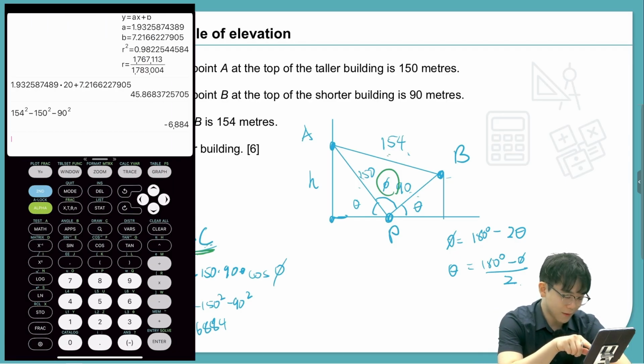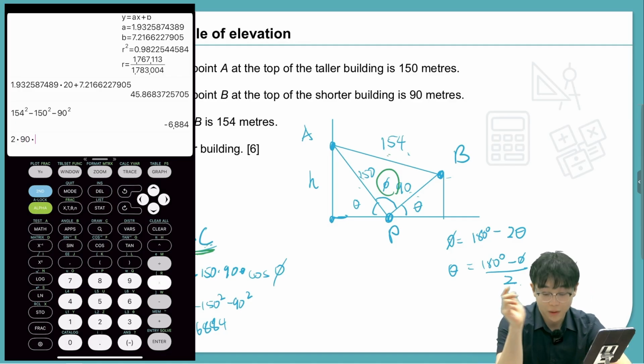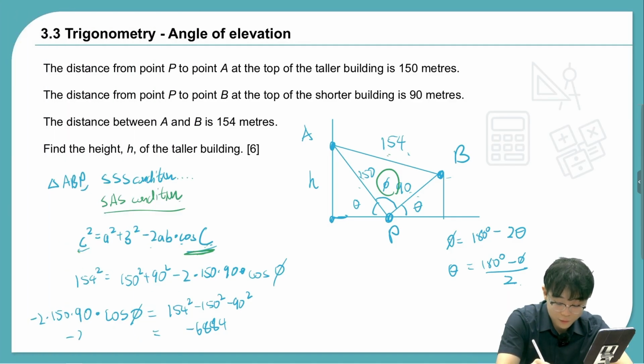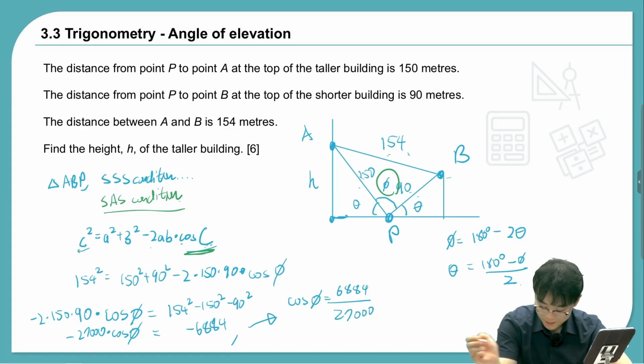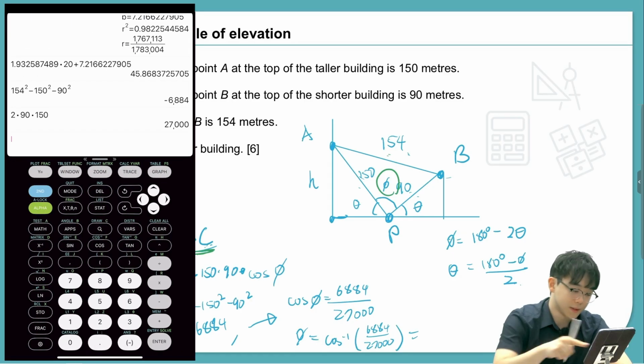Okay, and then we have 2 times 90 times 150. So that's like 27,000. So we have negative 27,000 times cosine phi is negative 6,884. So that means cosine phi is going to be 6,884 over 27,000. Okay, and you can just write what phi is. Phi is going to be cosine inverse of 6,884 over 27,000. Okay, so let's find that out.